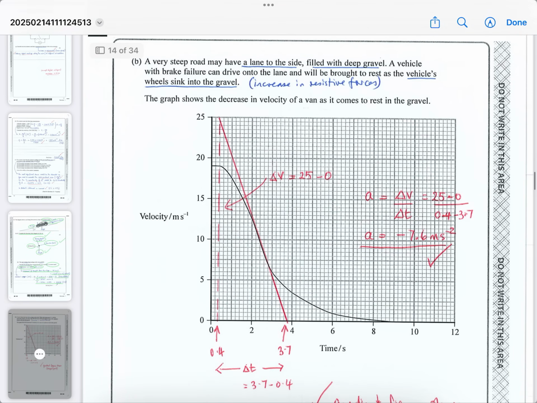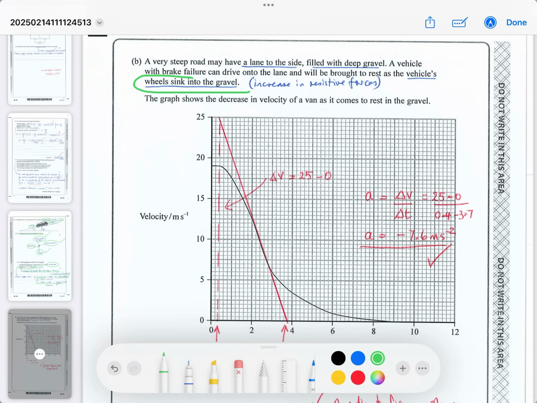Part B then reads, a very steep road may have a lane to one side filled with deep gravel. That's for safety. A vehicle with brake failure can then drive onto the lane with the gravel in it and will therefore be brought to rest as the vehicle's wheels sink into the gravel. If the wheels sink into the gravel, that means you'll have an increase in resistive forces in general due to the fact that they will resist the motion more.